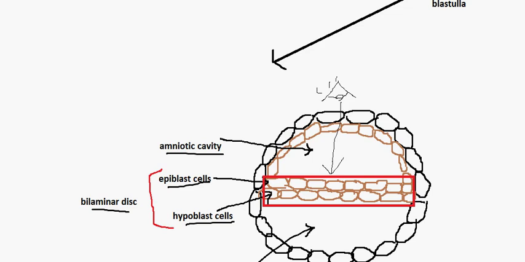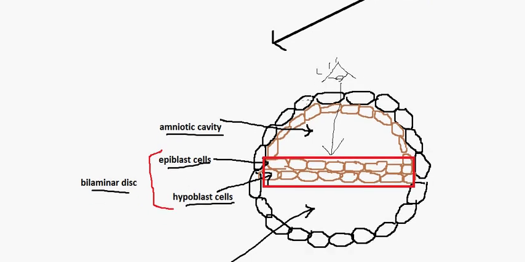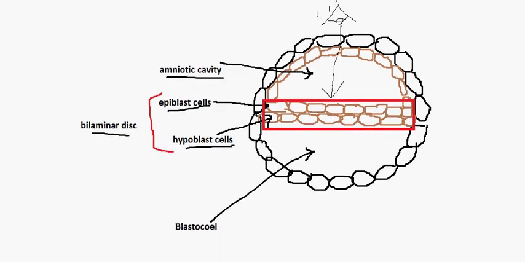Let us see what happens here. The trophoblast cells will further divide into syncytiotrophoblast cells and cytotrophoblast cells, which is not in the context of this video. We will discuss how the germ layers are formed, and for that we need to focus on this portion of the structure, the growing embryo. This portion is called the bilaminar disc. Okay, so let us see.